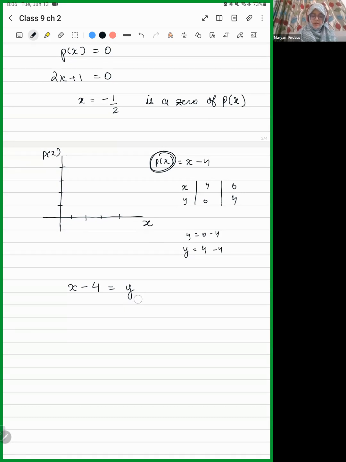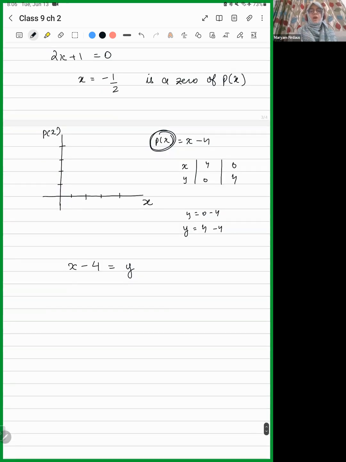What we are going to do here is put random values for x and see what we get for y. The easiest thing to do when you have a linear equation is first put x as 0 and you will get a value of y. Then put y as 0 and you will get a value of x. I'm going to make a table here. When you put x as 0, what will you get? y becomes minus 4.